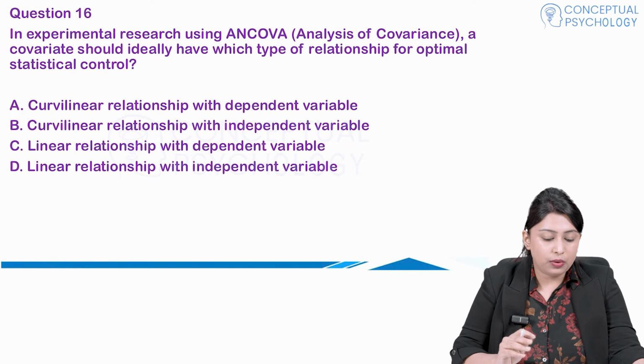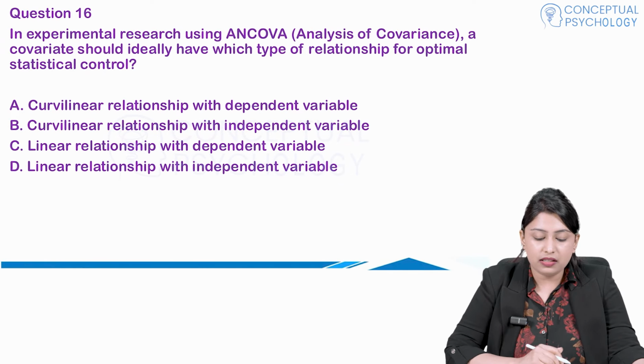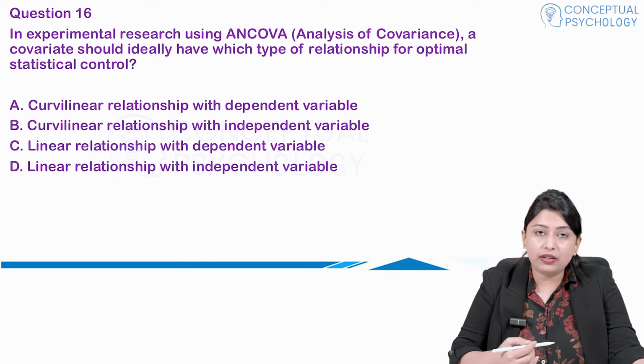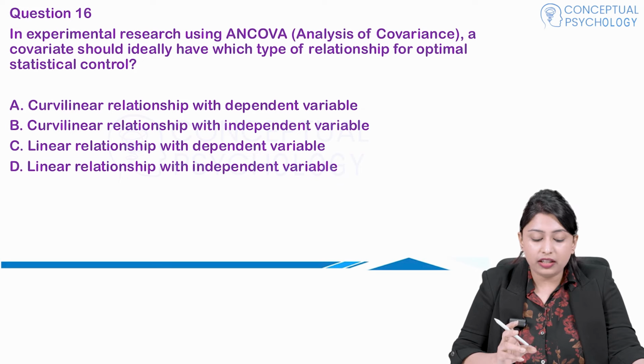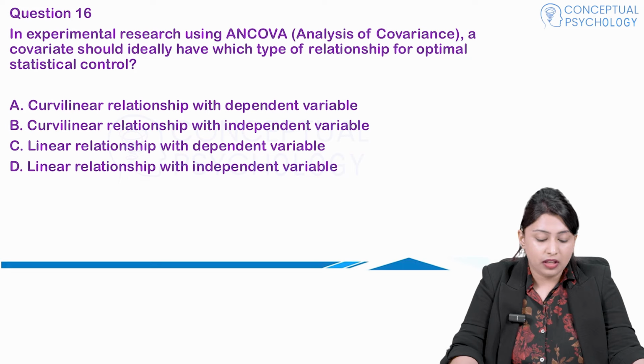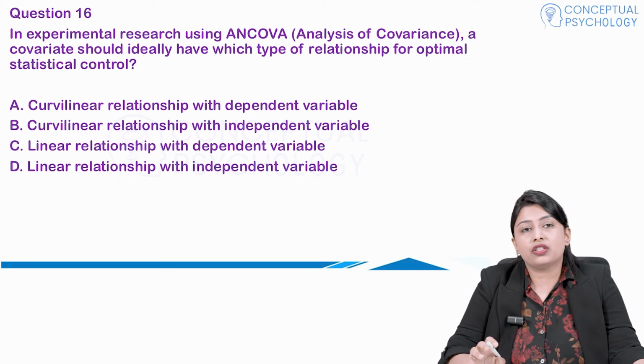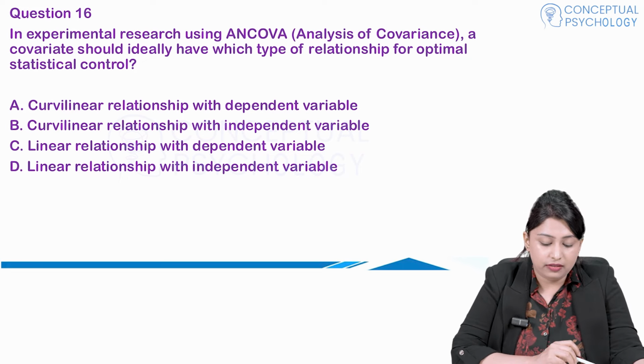The next question. In experimental research using ANCOVA, which is analysis of covariance, a covariate should ideally have which type of relationship for optimal statistical control? A, curvilinear relationship with dependent variable, B, curvilinear relationship with independent variable, C, linear relationship with dependent variable, and D, linear relationship with independent variable. So, a covariate should ideally have a linear relationship with the dependent variable.